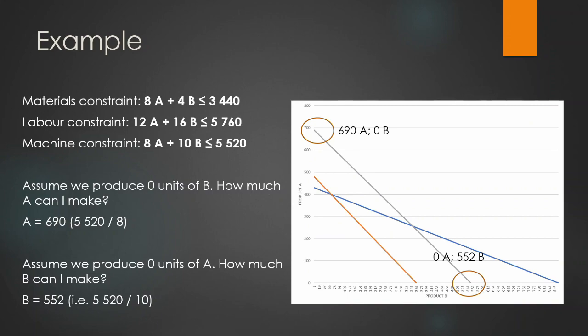Now this constraint falls outside our feasible production area. This means that when considering our labor and materials constraints, machine hours does not actually constrain us any further. Therefore, our feasible production area remains unchanged.